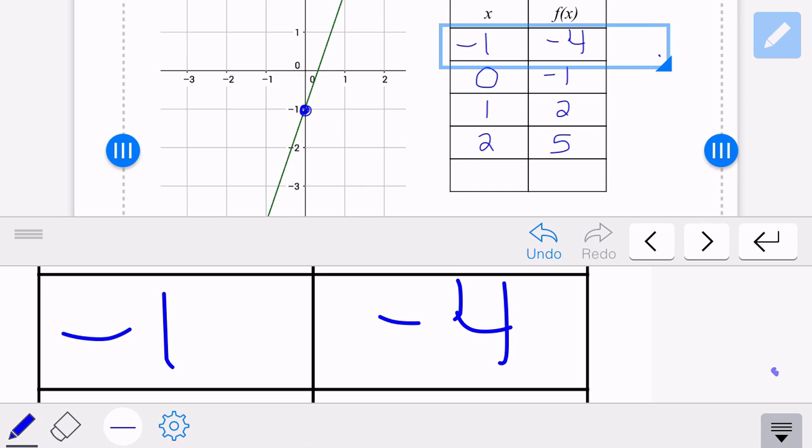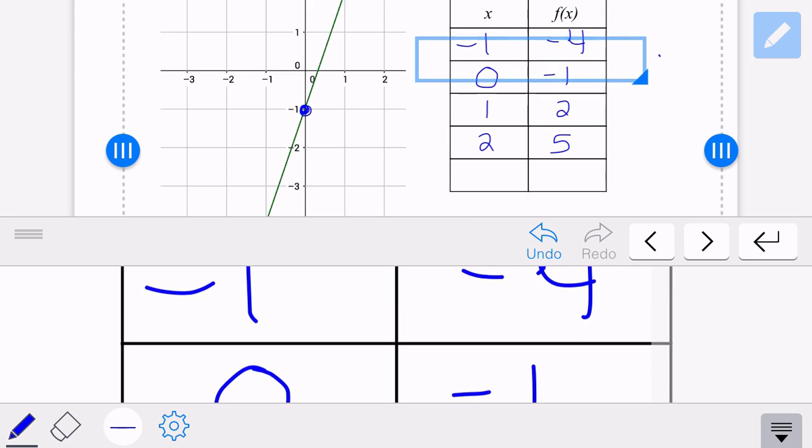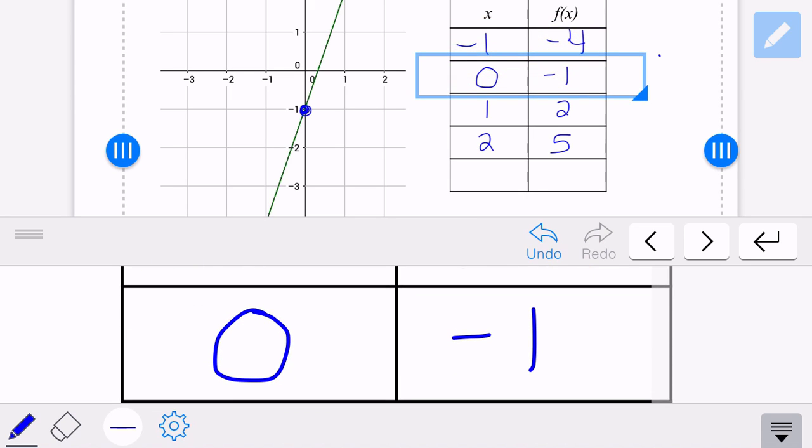Let's take a look at our table now. Again, we want to try to look for that connection between the input and the output. Well, let's see. I could do -1 minus 3. That would give me -4. Does that work with the rest? 0 minus 3. Nope. Not going to give me -1. So just subtracting 3 is not going to work, unfortunately.